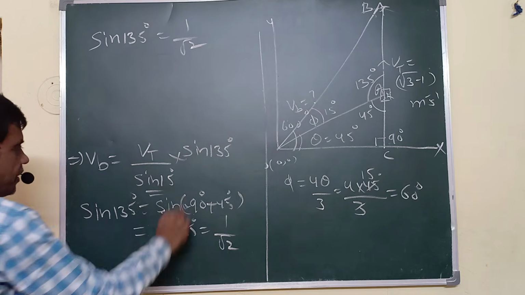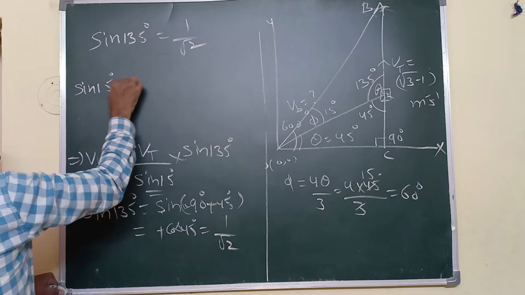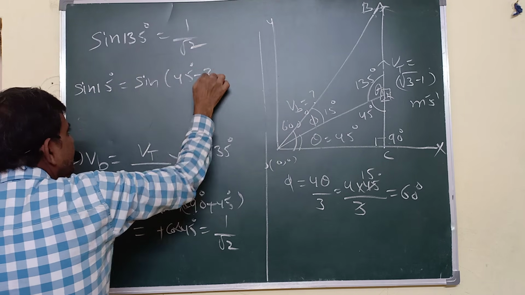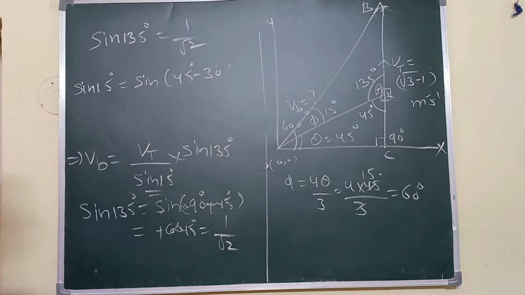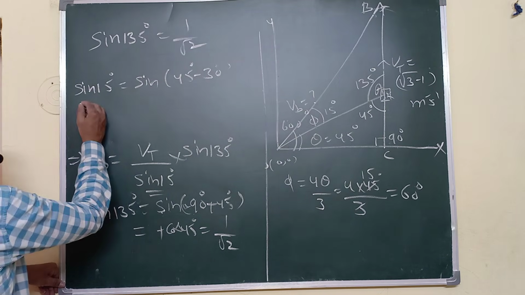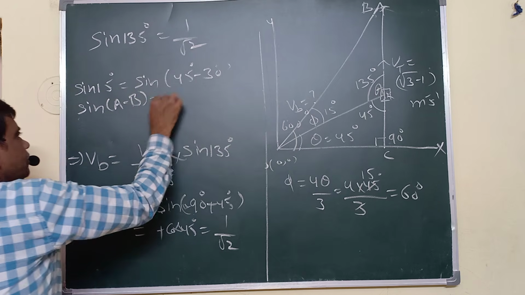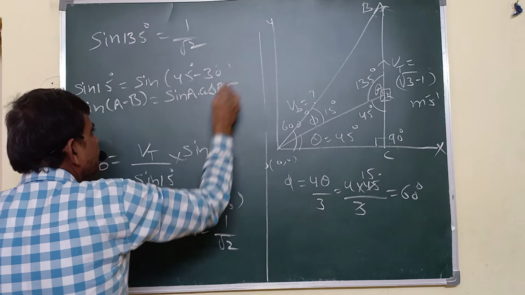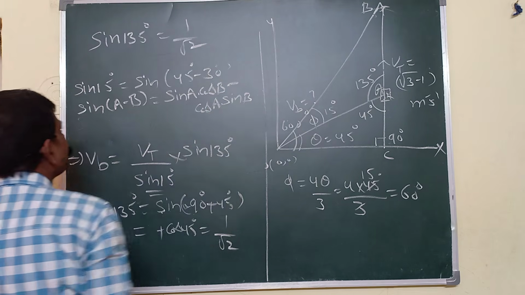Similarly I want to find the sin 15 degrees. Sin 15 degrees, how finding? Sin 15 degrees I am writing as sin of 45 minus 30. If you subtract 45 minus 30, you get 15 degrees. This is sin of a minus b. What is the formula for sin of a minus b? Sin of a minus b equals sin a cos b minus cos a sin b. So this formula I am applying.